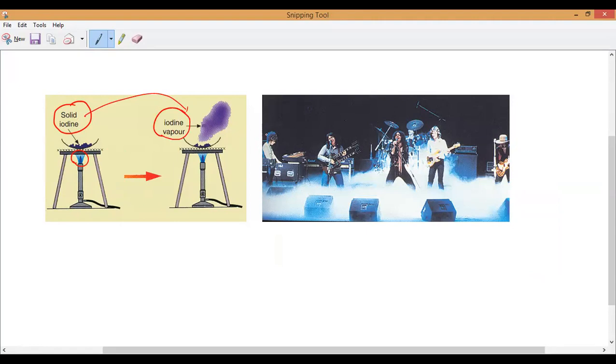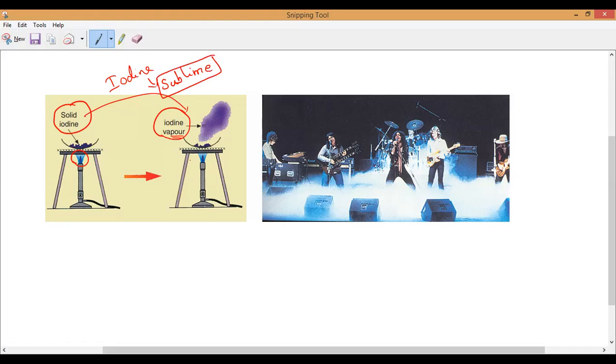I don't want that. So it is converting into what, guys? Iodine vapor. So that is why we can say this iodine is called as what? Sublime or sublimate? Iodine is called sublime. Solid to gas. Why is it so? Because it is converting from solid to gas.